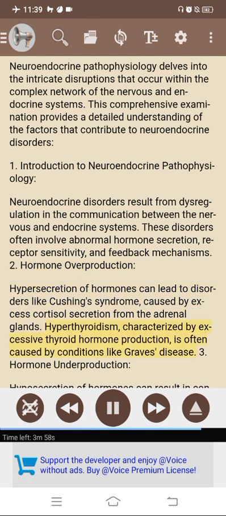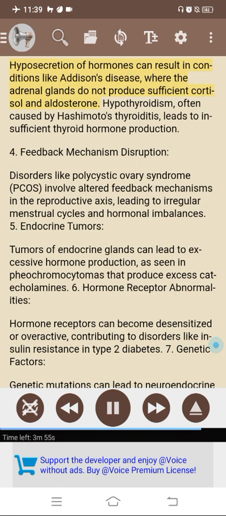caused by conditions like Graves' disease. 3. Hormone underproduction. Hyposecretion of hormones can result in conditions like Addison's disease, where the adrenal glands do not produce sufficient cortisol and aldosterone. Hypothyroidism, often caused by Hashimoto's thyroiditis, leads to insufficient thyroid hormone production.